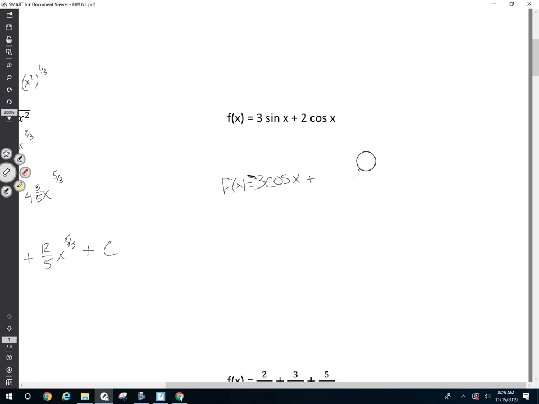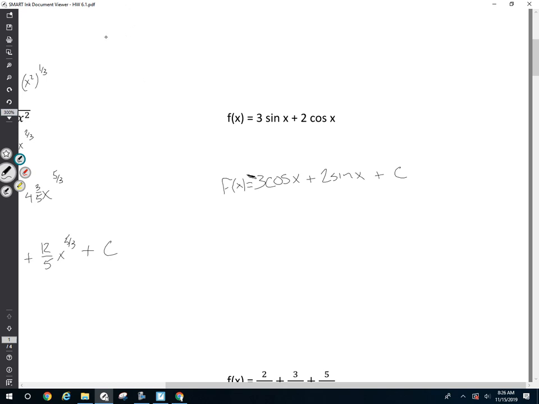Just 2 sine, and then don't forget a plus c. And don't forget about this constant, right? We recall the constant multiple rule for derivatives. It's the same with the constant multiple rule for antiderivatives.